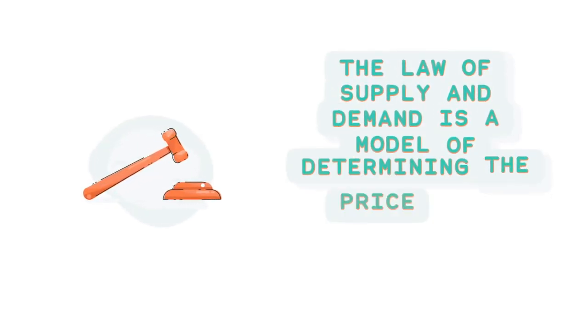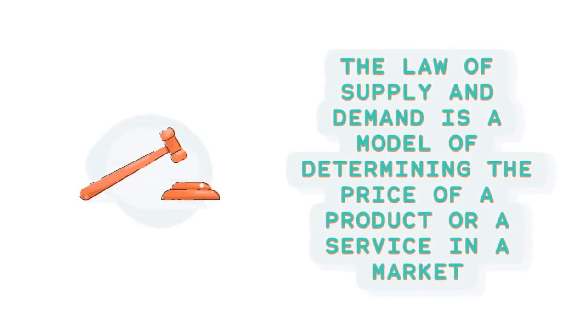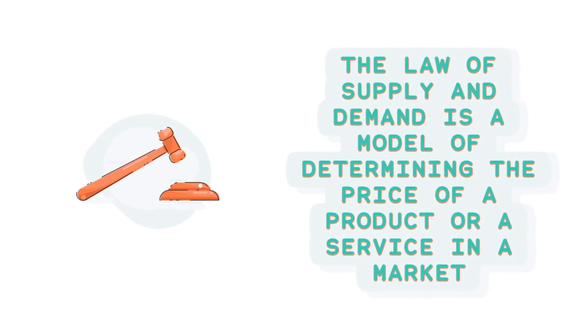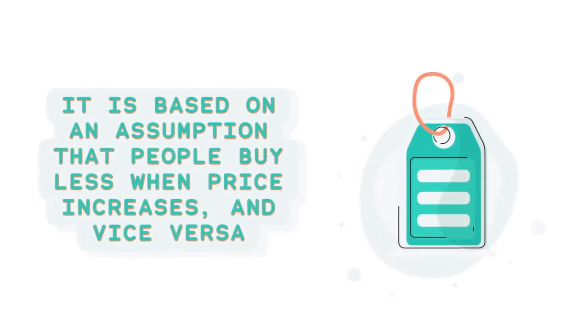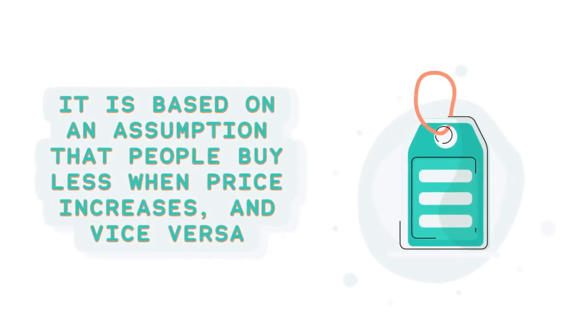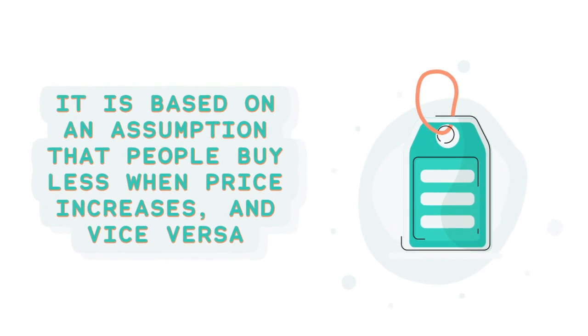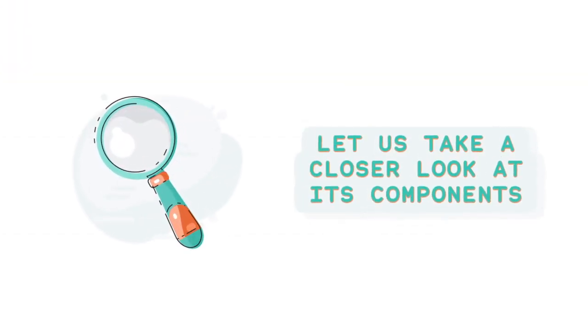The law of supply and demand is a model of determining the price of a product or a service in a market. It is based on an assumption that people buy less when price increases, and vice versa. Let us take a closer look at its components.